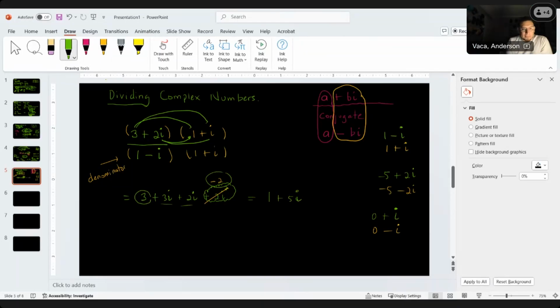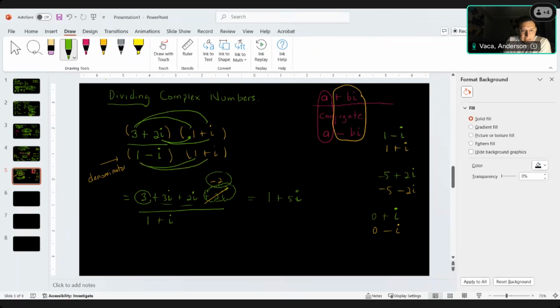And then I got to multiply the bottom. Okay, that was just the top. Then I got to multiply the bottom. Okay, here we go. Multiplying the bottom. 1 times 1 is 1. 1 times i is 1i.